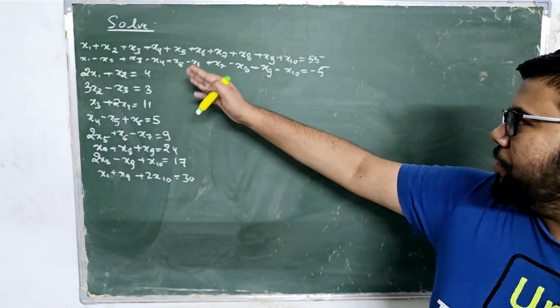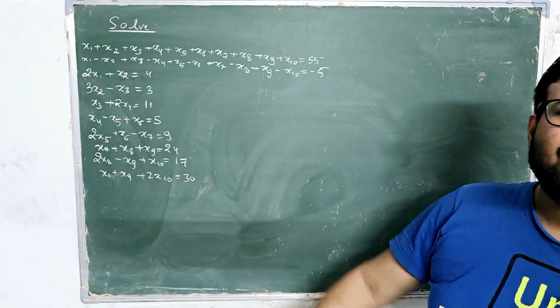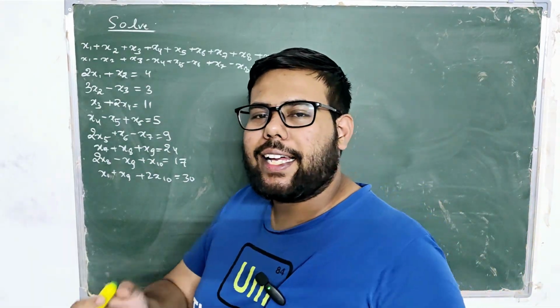So here we have 10 equations and we have 10 variables. So we have to solve for x1, x2 till x10.